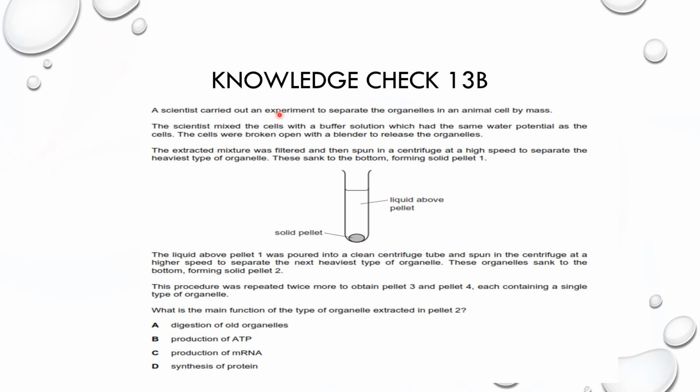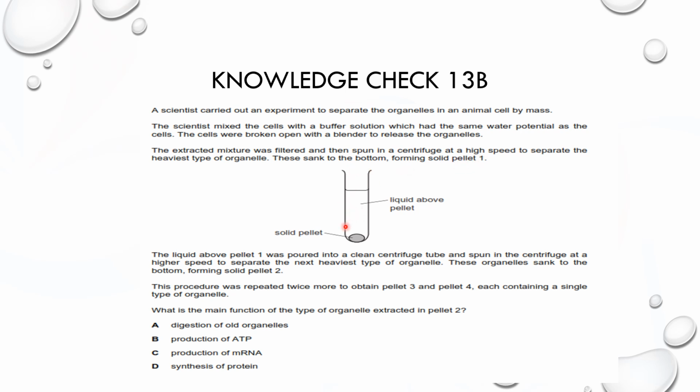A scientist carried out an experiment. Now I want you to try this. Pause the video and try this, okay? A scientist carried out an experiment to separate the organelle in an animal cell by mass. The scientists mixed the cells with a buffer solution which had the same water potential as the cells, that's isotonic. The cells were broken open with a blender to release the organelles. The extracted mixture was filtered and then spun in a centrifuge at a higher speed to separate the heaviest type of organelles. This sank to the bottom, forming solid pellet.